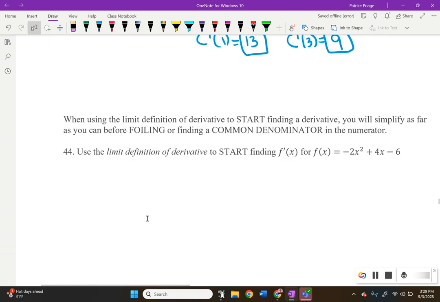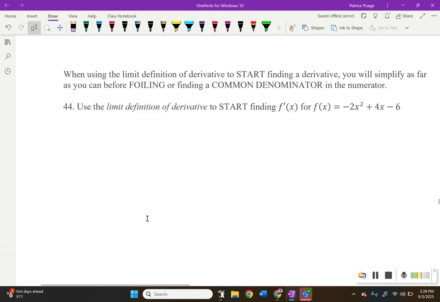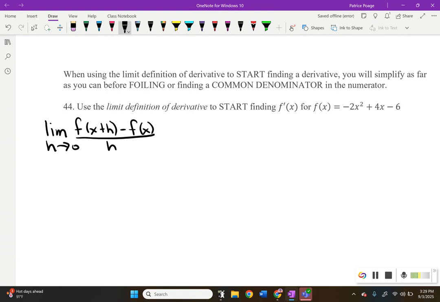Number 44 says, when using the limit definition of derivative to start finding the derivative, you will simplify as far as you can before FOILing or finding a common denominator in the numerator. So I'm going to begin by writing it down. This is the limit as h approaches 0 of f of x plus h minus f of x over h. That is the limit definition of derivative. It doesn't tell me at a certain value, it just wants me to start finding f prime of x.